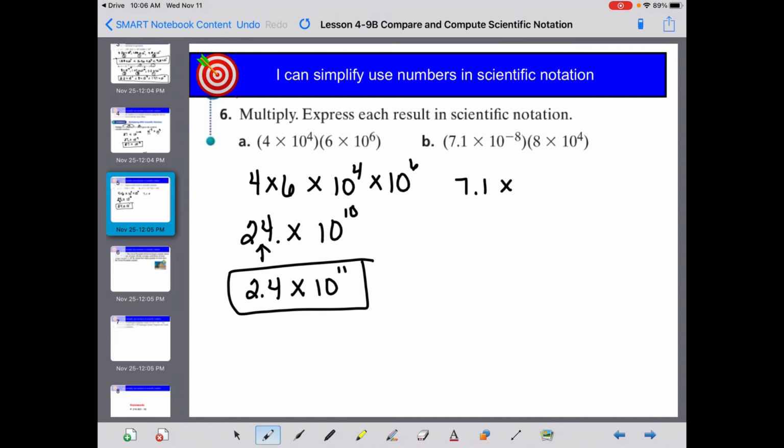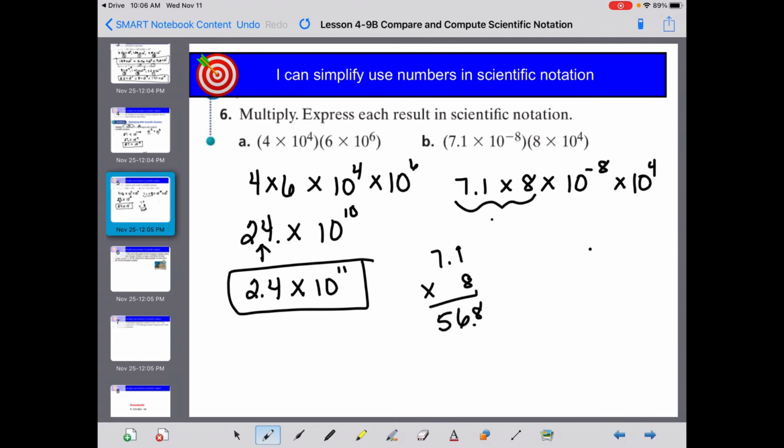7.1 times 8 times 10 to the negative 8th times 10 to the 4th. All right, so I need to do a little side problem. 7.1 times 8 is 56.8 times 10 to the, now I can add the exponents. Negative 8 plus 4 is negative 4.